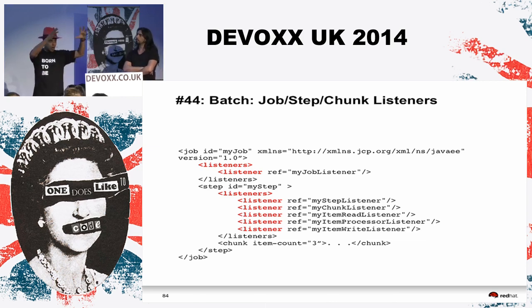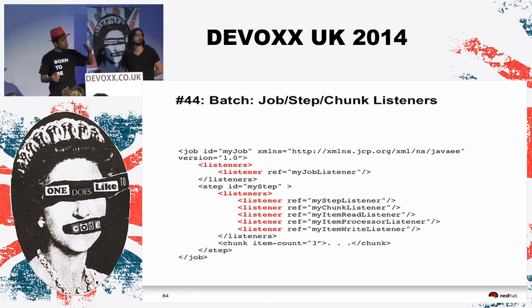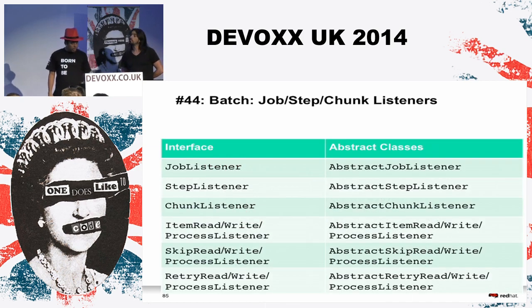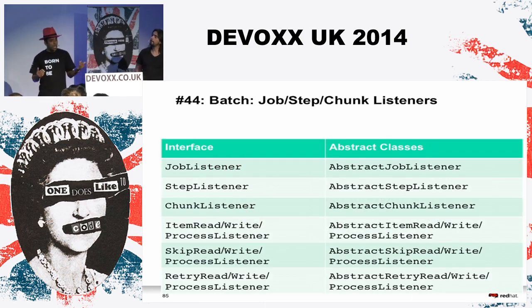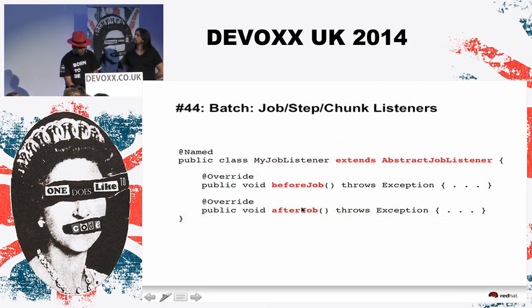So a job has a step, there could be multiple flows, and there could be readers, processors, listeners. So there could be a reader, processor, and writer. That means there could be listeners at each of those stages, before and after. So there's provision for that in the job XML. And each of those could be implemented as interfaces and convenience abstract classes. Abstract classes are basically implementing the interface and giving you simple methods that you can override. So here is an example. I'm extending the abstract job listener, before job and after job, so I can do setup of the resources or cleanup of the resources in either of those methods.